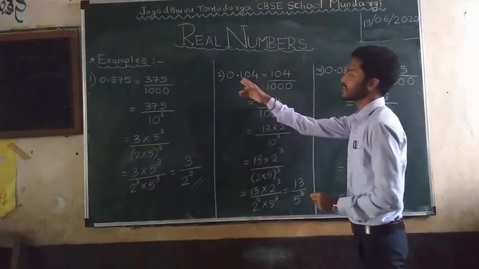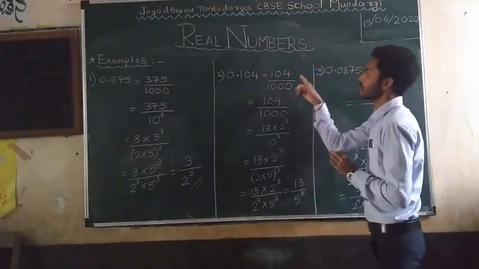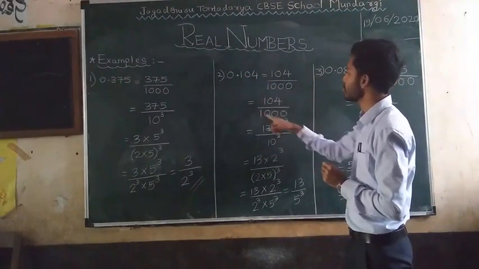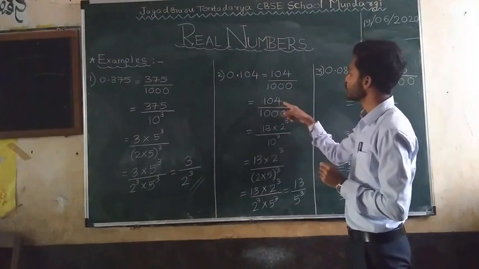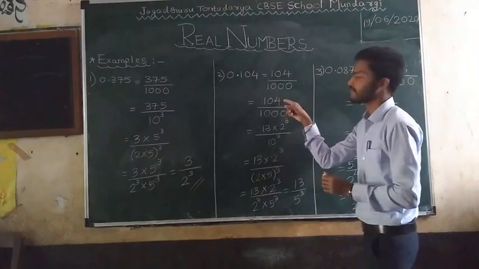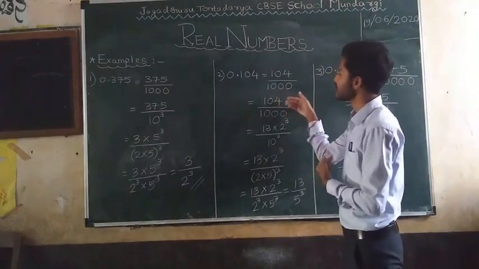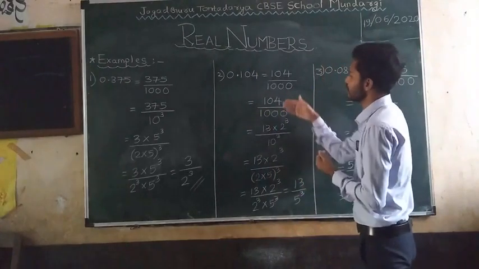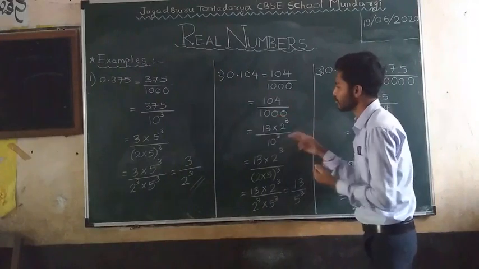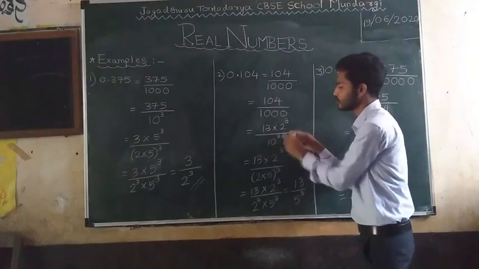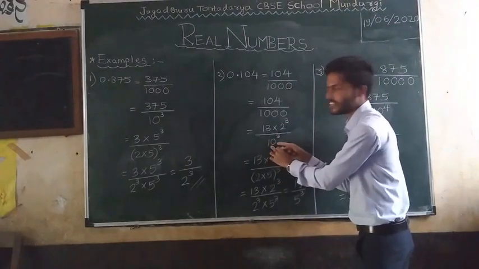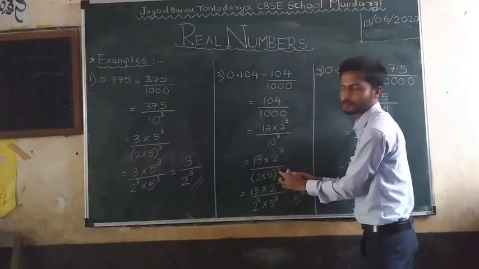Similarly, consider the example 0.104. It can also be written in the p by q form as 104 divided by 1000. Now we shall again prime factorize as we did in the earlier problem. Prime factorize 104 and prime factorize 1000. The prime factorization of 104 is 13 into 2 raised to 3, and the prime factorization of 10 is 2 into 5, so 1000 is 2 into 5 whole raised to 3.